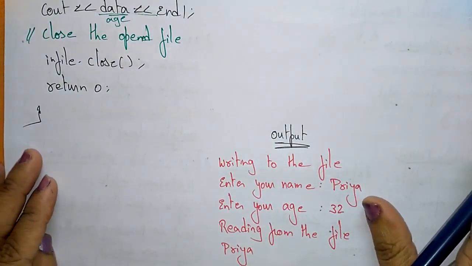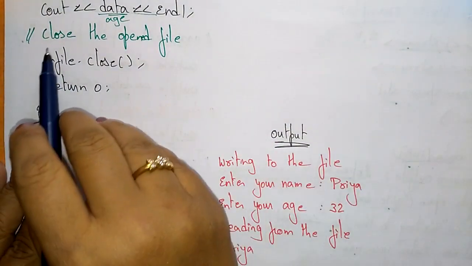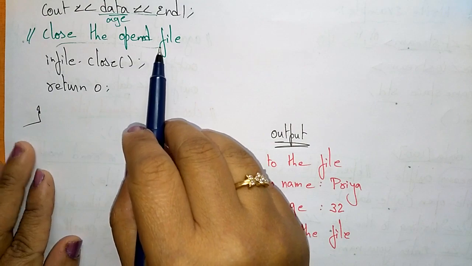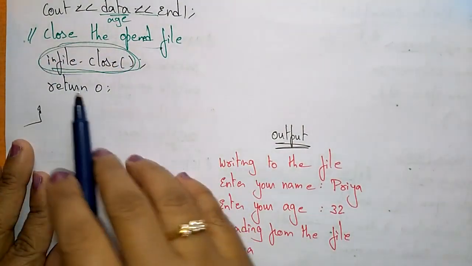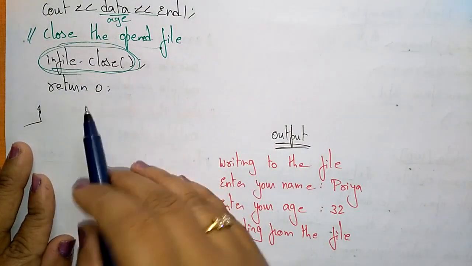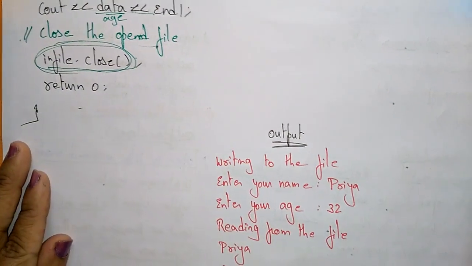After reading and displaying on the screen, you have to close the already open file. That is, the infile is already open, so I want to close it. You just close it: infile.close, return 0. Now what will be the output?